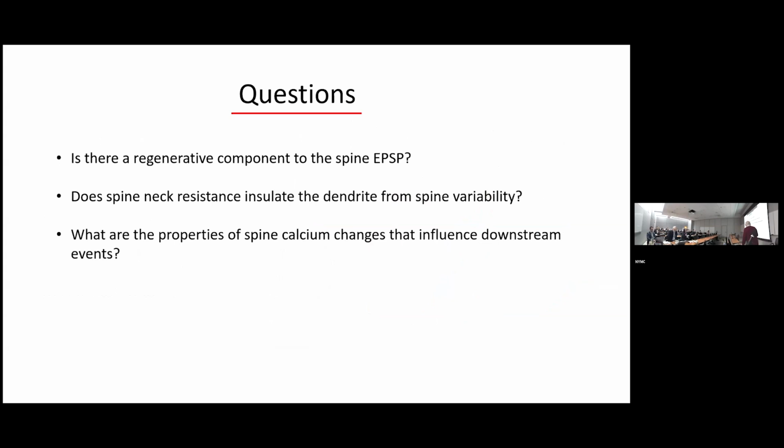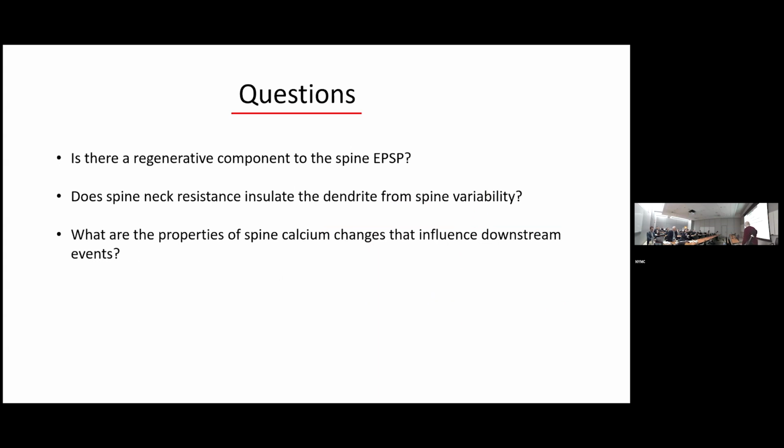Okay, so among the questions of some interest are, when we make these measurements, is there a regenerative component to the spine EPSP? Typically, what most people have done in electrical recordings from these cells, mostly from the cell body, they can't tell what's actually going on in the spine, but there have been hypotheses that suggest that action potentials are actually generated and restricted to the spines. And could we see that in the cells?